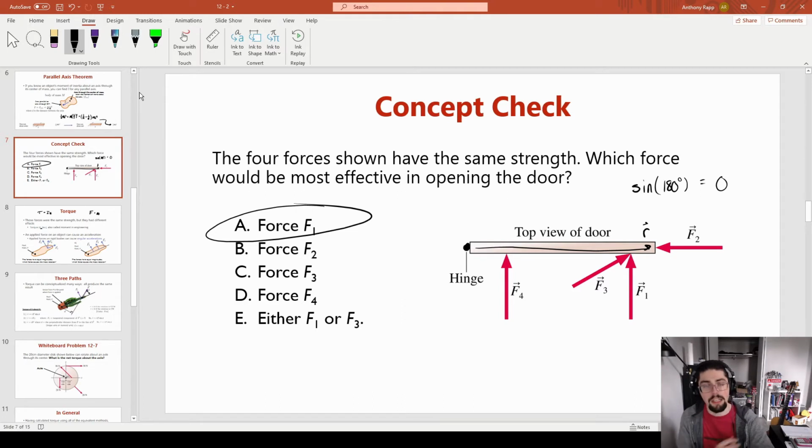It does nothing for us. But when we look at stuff like F1 and F4, now that's a sine of 90. We have maximized the use of our force in creating a torque. F3, kind of a weird in between, right? It's got like a 30-degree angle going on here. So it is still effective at opening the door, but not as effective as F1.